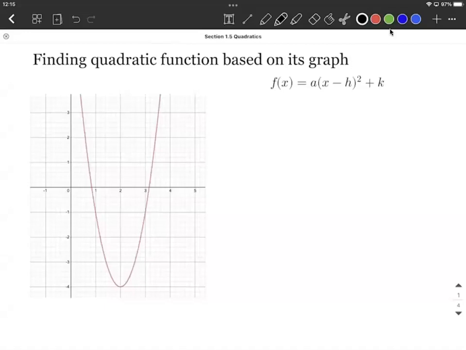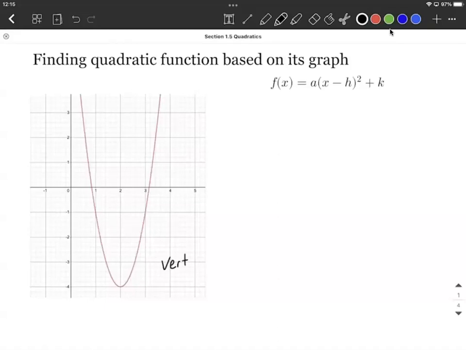Okay, we're given the graph of a quadratic function, and we want to find the function itself that would give us this graph. So to get started on this, I'm going to use the standard form for a quadratic function that's listed over there on the right-hand side. And the first thing I want to do is locate the vertex.